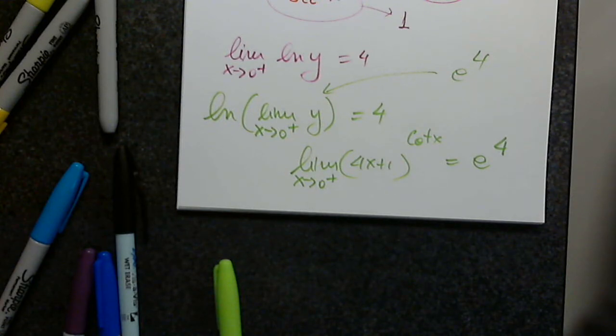We denoted the function by y. We applied natural log to both sides. We applied the limit to both sides. And when we were done, we copied the front and the last, and we figured out what the limit of the function was. Yes, please.